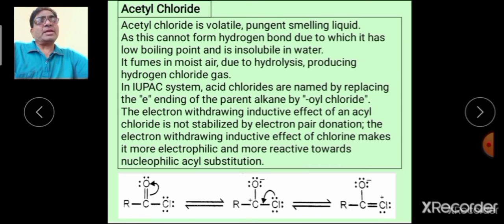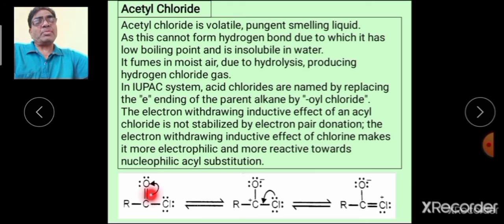It is a volatile pungent smelling liquid. As this compound cannot form hydrogen bond, it has low boiling point and is insoluble in water. It fumes in moist air due to hydrolysis, producing hydrogen chloride gas. Now in IUPAC system, acid chlorides are named by replacing the E ending of the parent alkane by suffix OYL chloride. The electron withdrawing inductive effect of chlorine is not stabilized by electron pair donation, which makes it more electrophilic and more reactive towards nucleophilic acyl substitution.